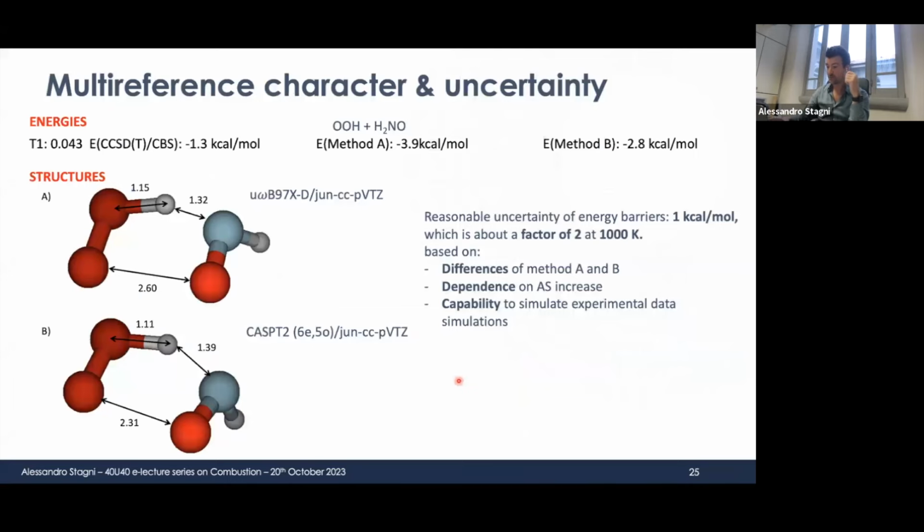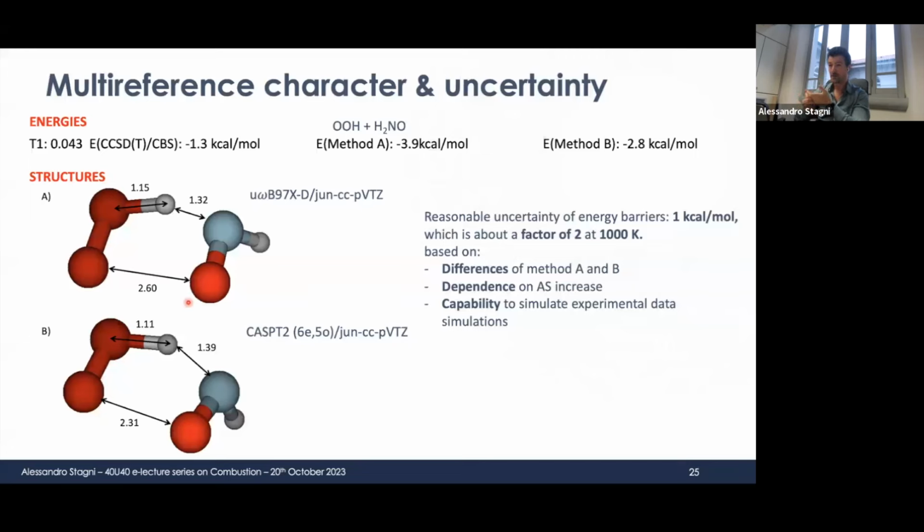Because of multi-reference character. And the structure you see significantly changes from approach A, the basic approach with no multi-reference, and approach B with CASPT2. This is the example of H abstraction by O2 from H2NO. And as you can see here, there is a different distance between the oxygen atoms with approach B, where they are much closer, compared to approach A. This is because if we consider the two different electronic configurations, then there are some differences in the optimization of the structure of the system.